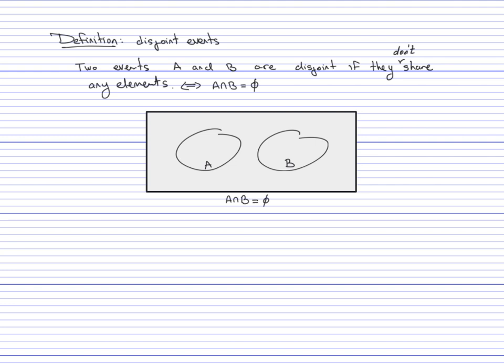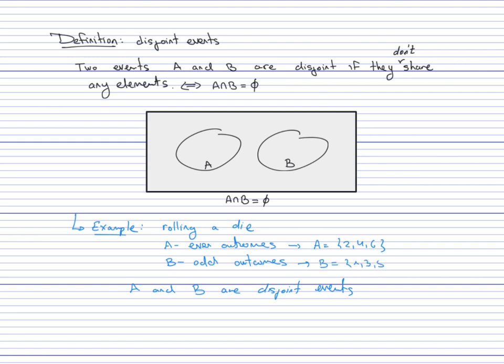Okay, for example, we already saw one, but let's just remind ourselves. If we are talking about rolling a die, and A represents even outcomes, and B represents the odd outcomes, then A and B are disjoint. Why? Because if you write it explicitly, A is 2, 4, and 6. B is 1, 3, and 5. And you can see that they don't share any elements. And therefore, they are disjoint events. And that's exactly the same as writing A intersection B equals the empty set.